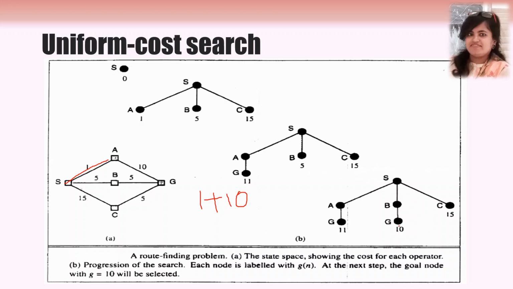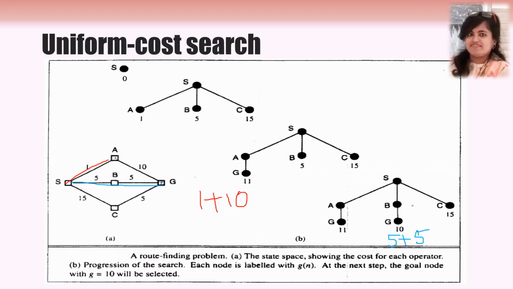Now why does it become 10? S to B, just a second, the value is 5, and B to G the value is again 5, so we are moving in this fashion, so this value becomes 10.